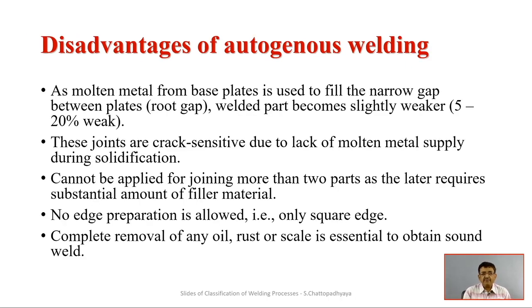Molten metal from the base is used to fill the narrow gap. Because it is autogenous, with no filler material, the root gap weld becomes slightly weaker, obviously, because extra material is not there. And joints are crack sensitive, because there is not great material deposition, so cracks can be initiated very easily. It cannot be applied for joining more than two parts, as that requires a substantial amount of filler material. In many cases, joining two parts and other things requires filler material, and no edge preparation is allowed, because sometimes with edge preparation there is not enough molten material deposition.